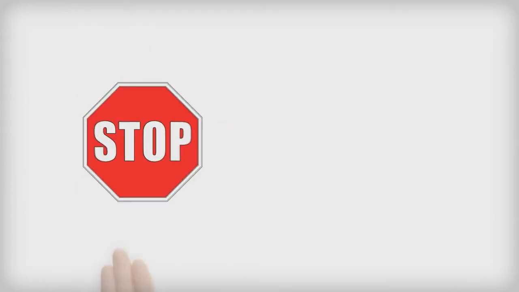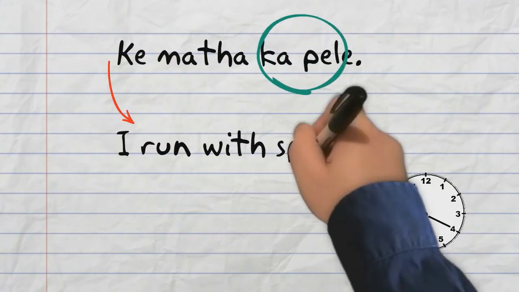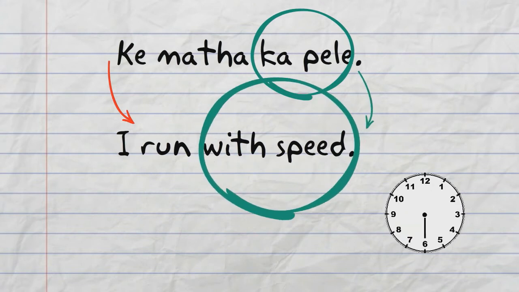Okay, stop for a second. Let me explain. When we say Ke mata ka pele, the kapele means something like with speed. So we're actually saying I run with speed.